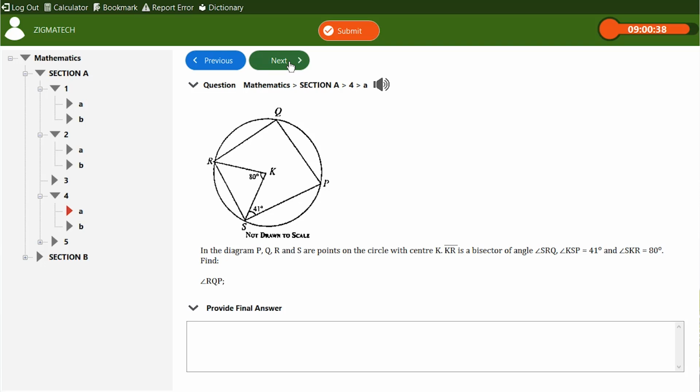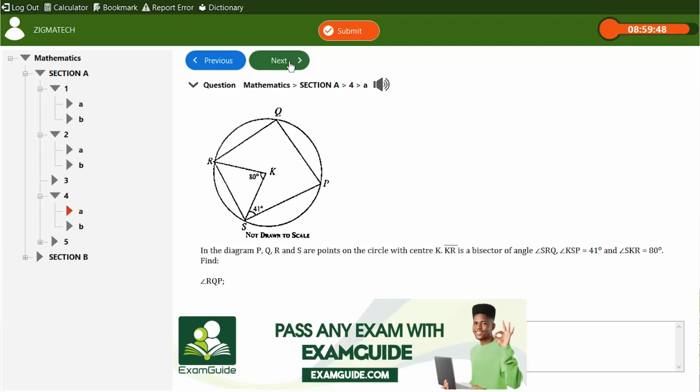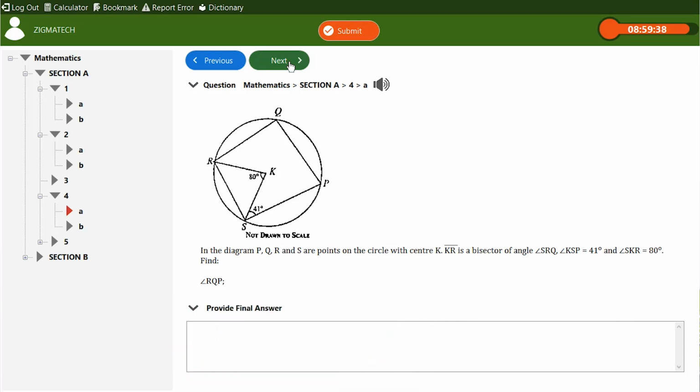It's another one, circle geometry. Question number 4, circle geometry. In the diagram, P, Q, R and S are points on the circle with center K. Side KR is the bisector of angle SRQ. Angle KSP is 41 degrees and angle SKR is 80 degrees.